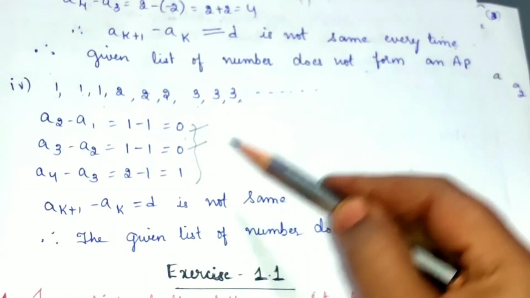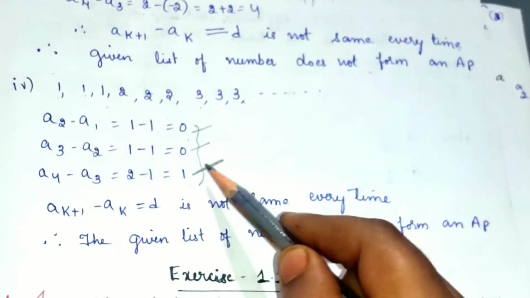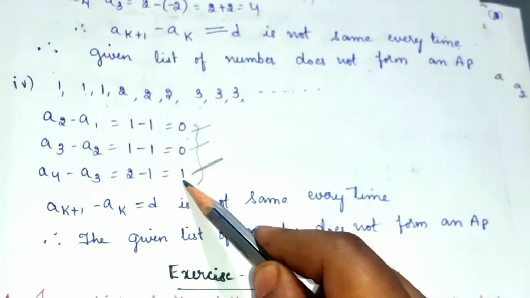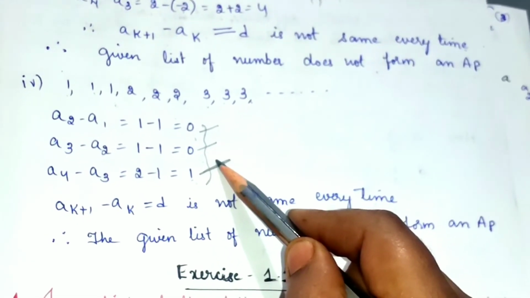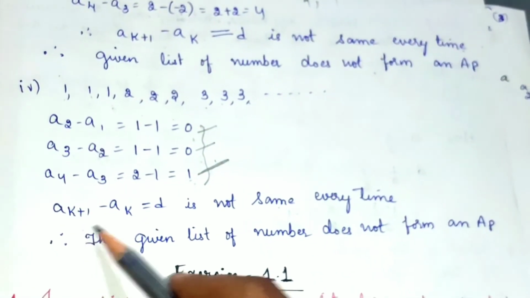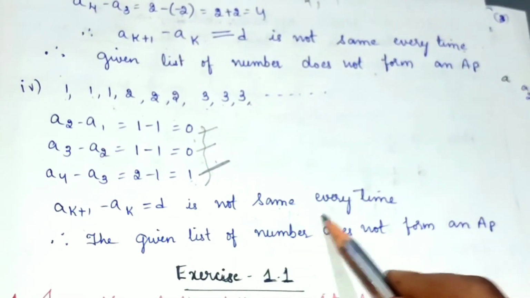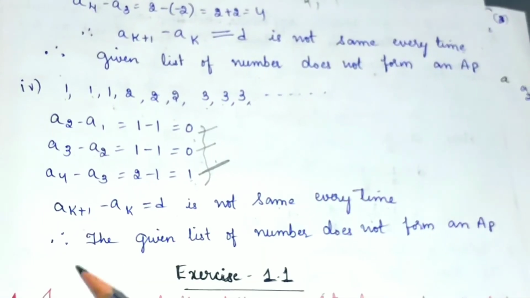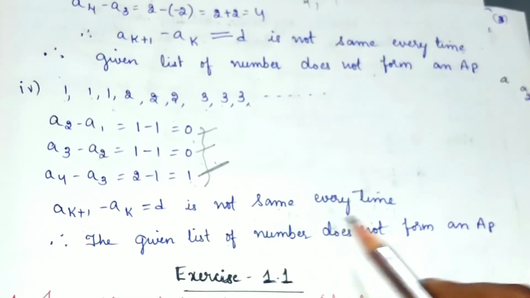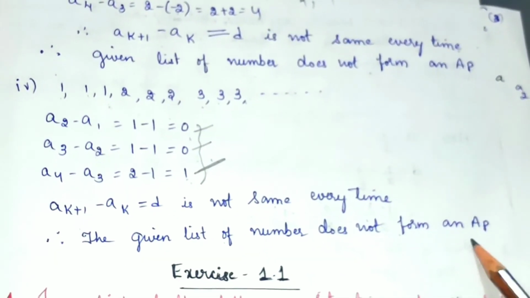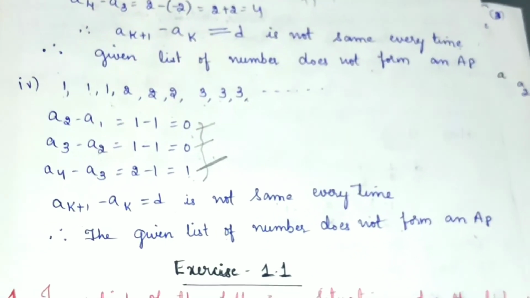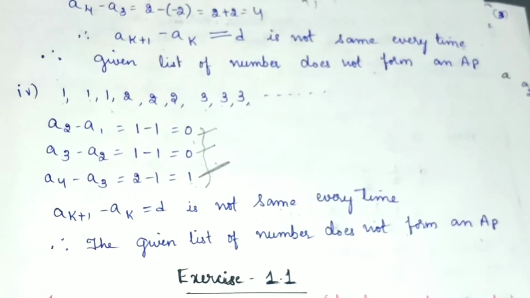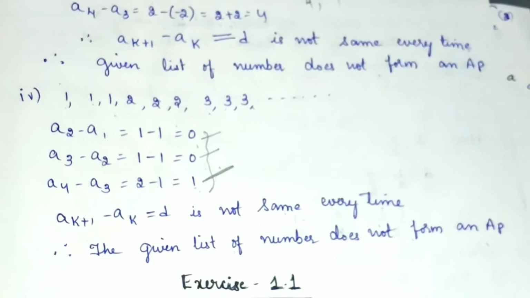Here, the first two are the same. But when you find the third common difference, you find that it is different from the first two. So, here you have to specify, the common difference is not the same every time. Hence, the given list of numbers does not form AP. And therefore, you need not find the next two terms of the series.